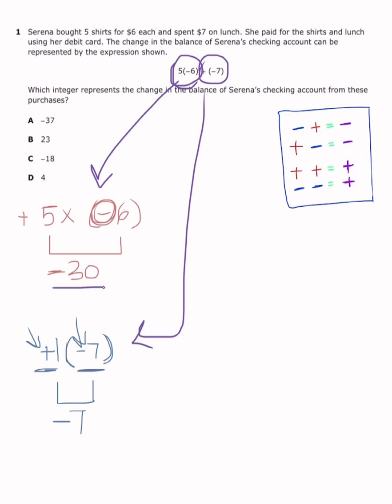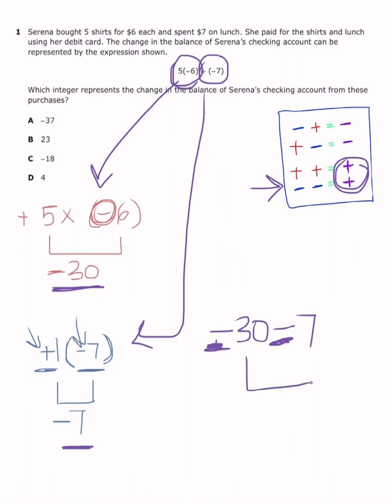So here you have -30 and -7. Just put them together. -30 minus 7. Now that looks weird. Why are they both negative? When you have two negative or the same signs, remember what we did here? You add. So what's 30 plus 7?